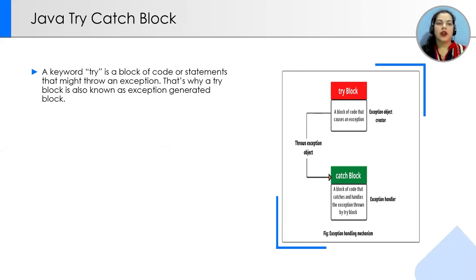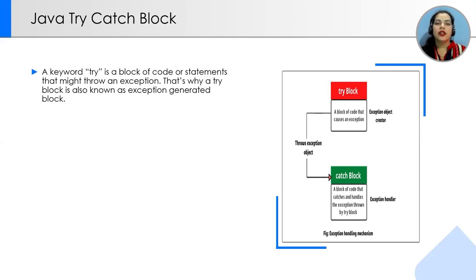Try is a keyword which marks a block of code or statements that might throw an exception. For example, you are writing a code and you have a doubt that this particular statement can create an exception or an error. So you have to write that particular code within the try block. That's why a try block is also known as the exception generated block.